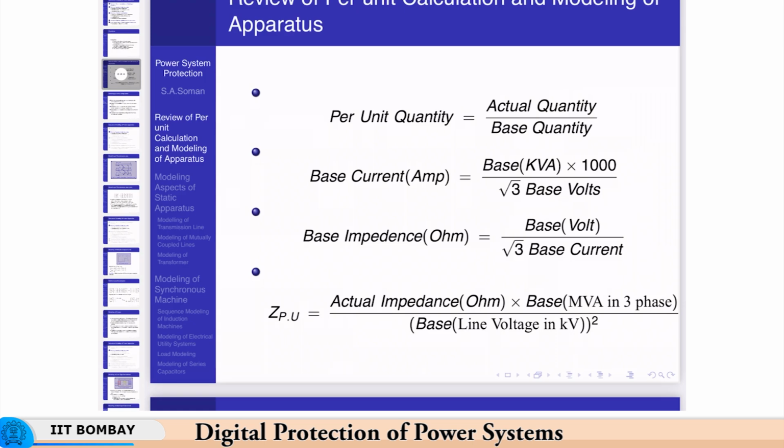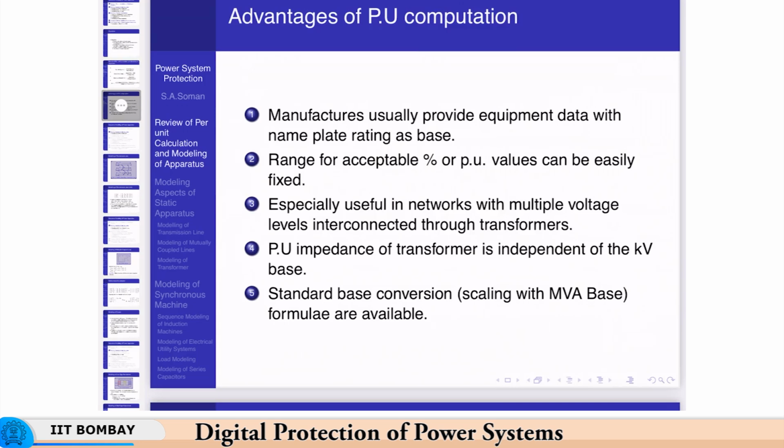Then per unit for Z, or the impedance in per unit, is actual impedance upon base kV square divided by base MVA, which in other words, base kV square divided by base MVA, is nothing but the base impedance. So, actual impedance upon base impedance will give you the impedance in per unit or Z per unit.